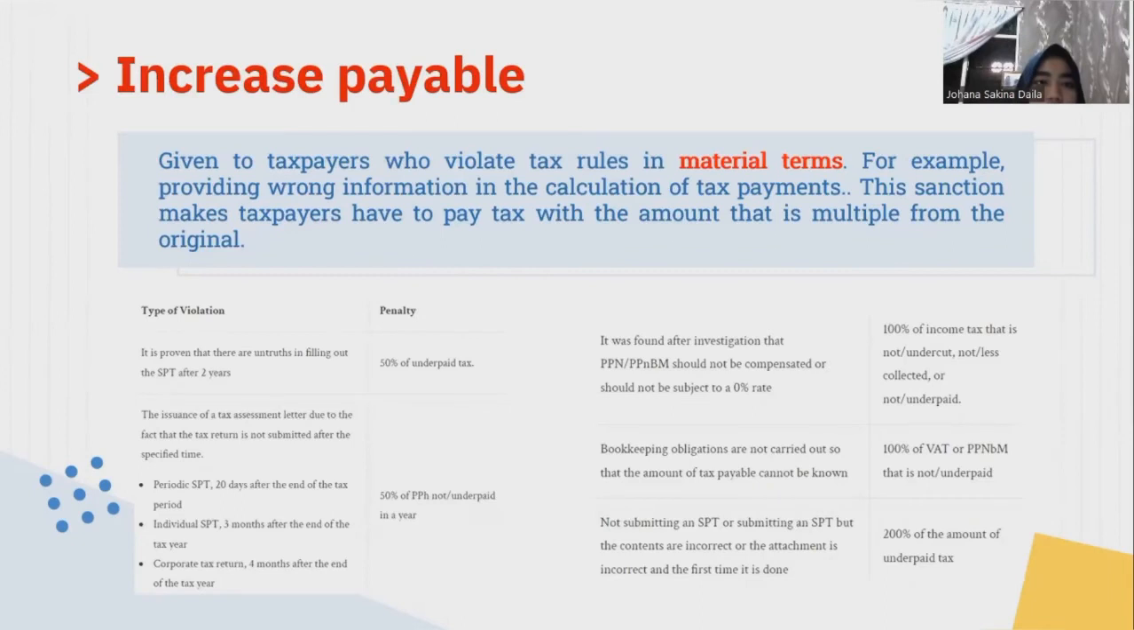And the last sanction is interest payable sanction. Interest payable sanction is given to taxpayer who violate tax rule in material terms. For example, providing wrong information in the calculation of tax payment will get penalty and have to pay 15% of underpaid tax. The sanction makes taxpayer have to pay tax with the amount that is multiple from the original.